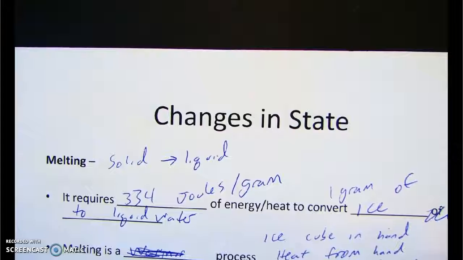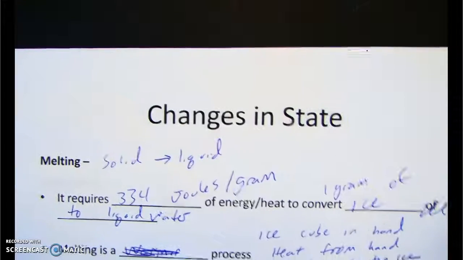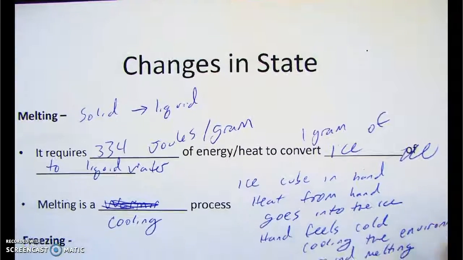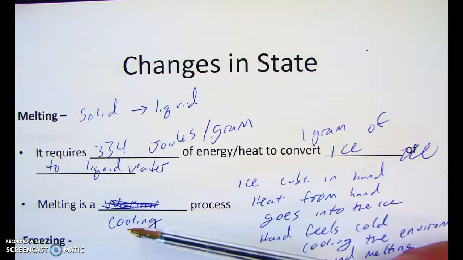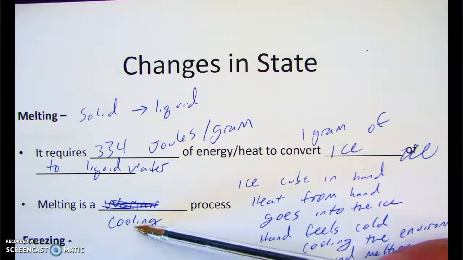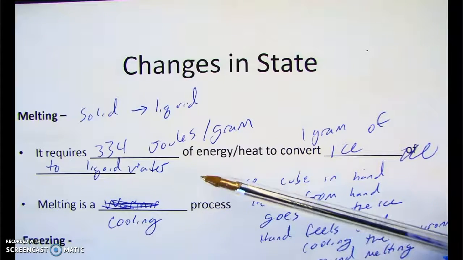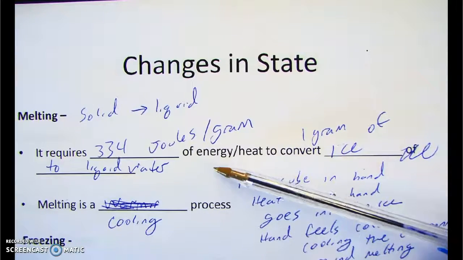And in this case, the environment is your hand. So your hand gets cooler when you hold the ice cube. You're losing heat. The heat from your hand is going into the ice cube, causing it to melt. We're cooling the environment around the ice cube.